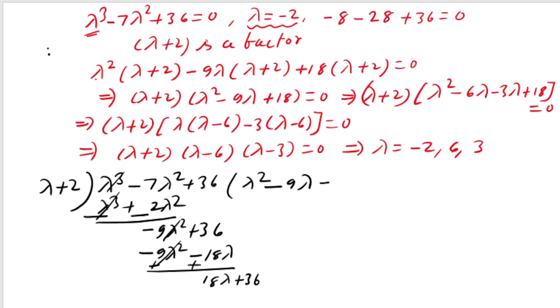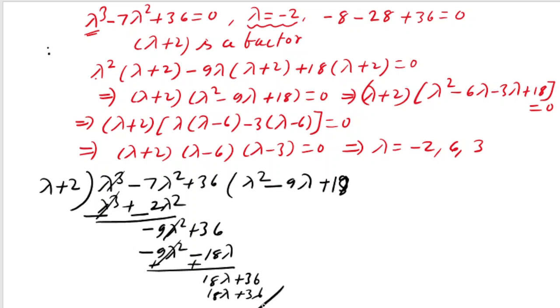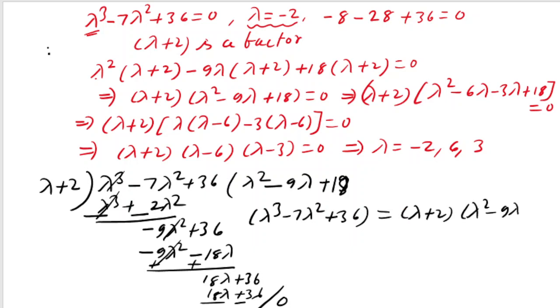You want 18 lambda, so you have to take plus 18, right? So you want 18 lambda plus 36, and when you subtract, this will be minus minus, so it will become 0. So you got lambda cube minus 7 lambda square plus 36 is equal to lambda plus 2 into lambda square minus 9 lambda plus 18. So this is what I have got here also directly. So it is up to you how you factorize, right?